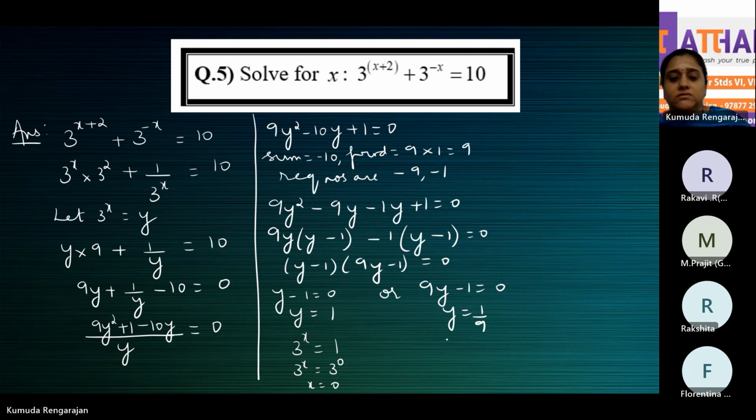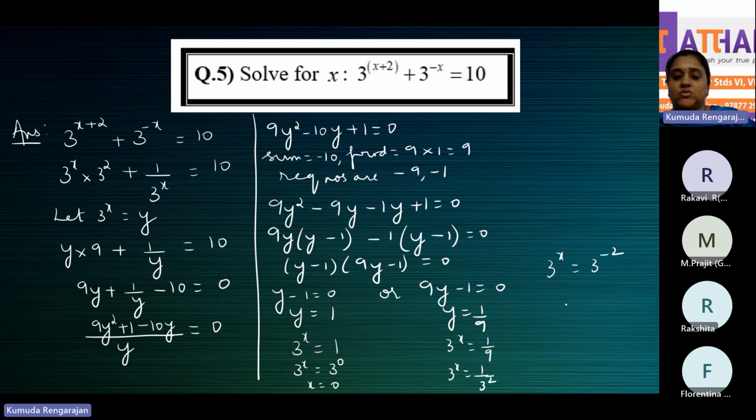Or 3 to the power x is equal to 1 by 9. So it will become 3 to the power x is equal to 3 to the power minus 2. So x is equal to minus 2. Very good.